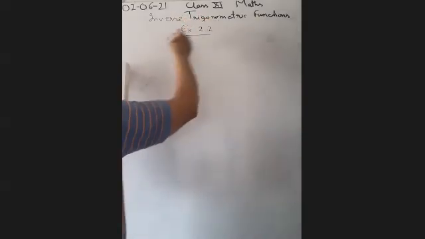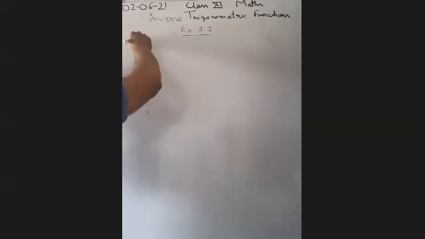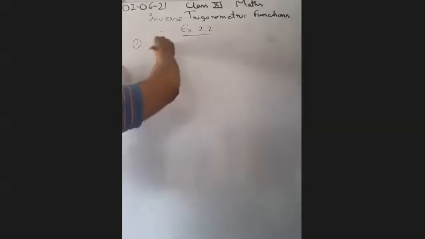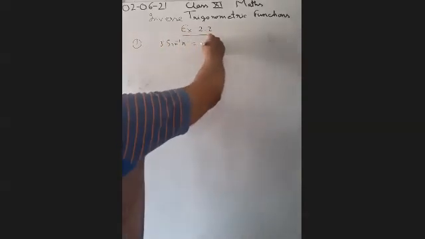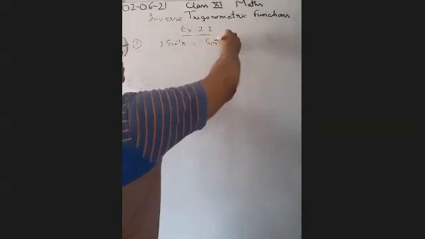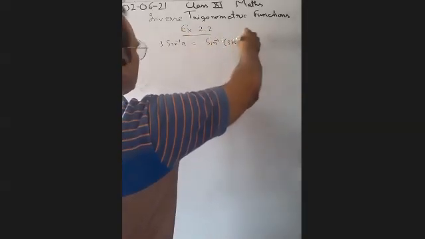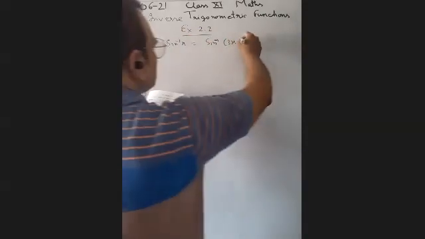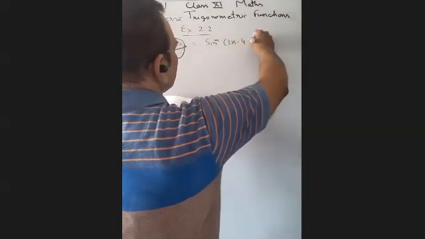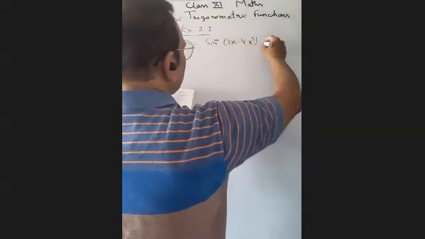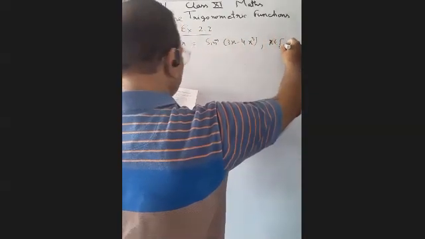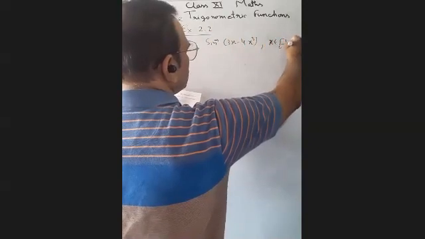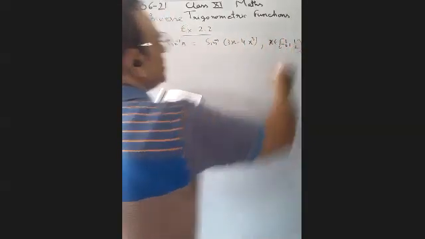Exercise 2.2. The first question is 3 sin inverse x equal to sin inverse 3x minus 4x cube, x belongs to minus 1 upon 2, 1 upon 2. Okay, this is given in your question.